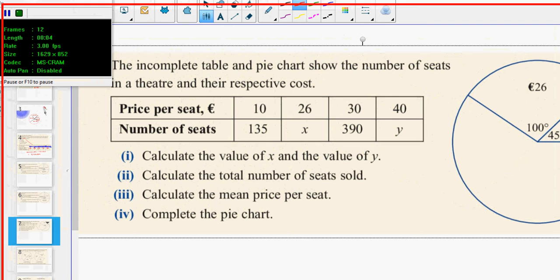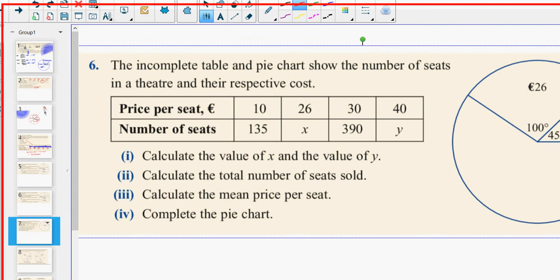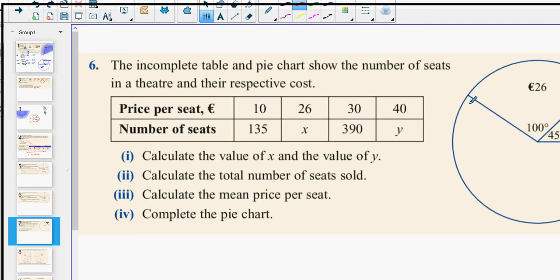Now, what we have here is the incomplete table of a pie chart that shows the number of seats in a theatre and their respective costs. We know that it's 45 degrees for €10. Would you agree with that? How many €10 seats were there?